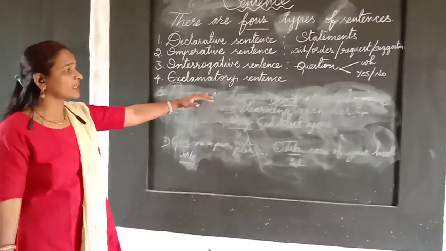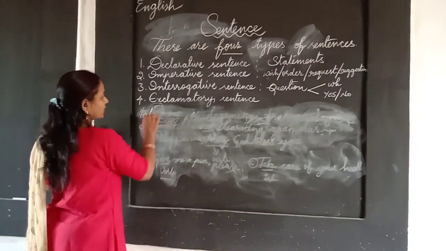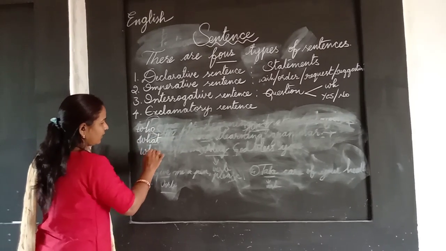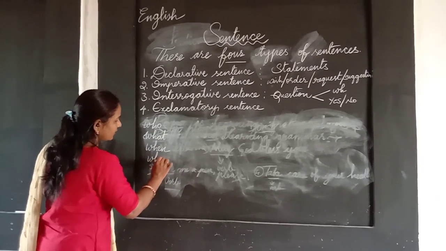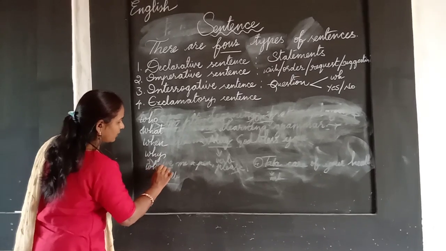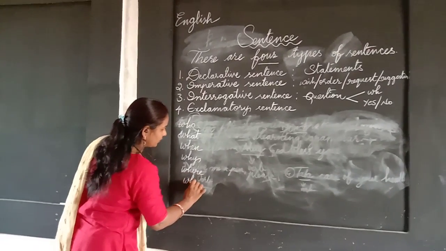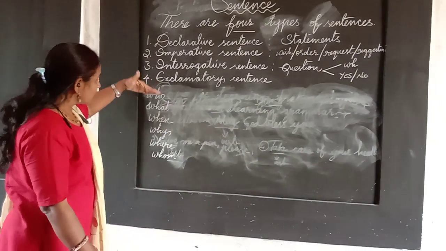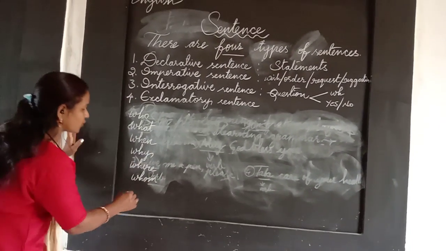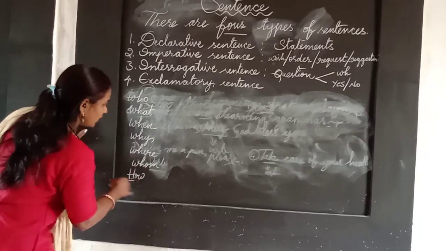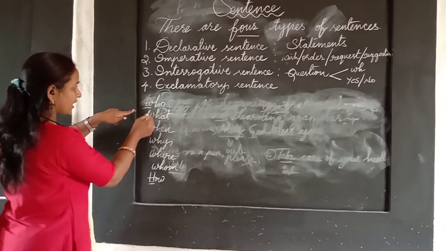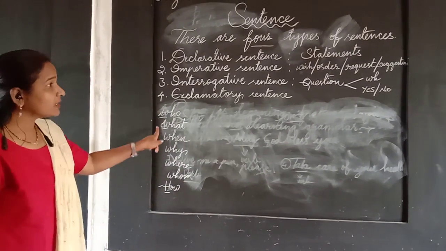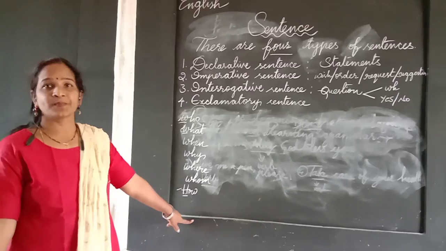WH questions are the questions which begin with who, what, when, why, where, whom, whose, etc. and also how. These are all called WH questions. That's why we call them W or H questions, so we call them WH questions.